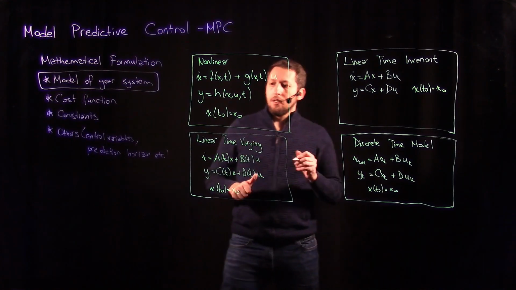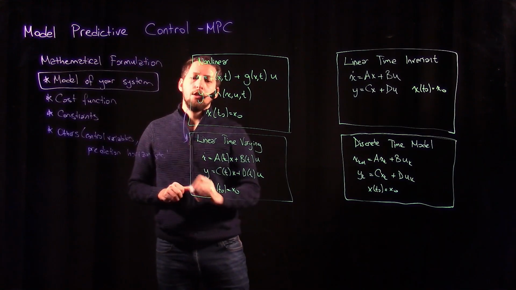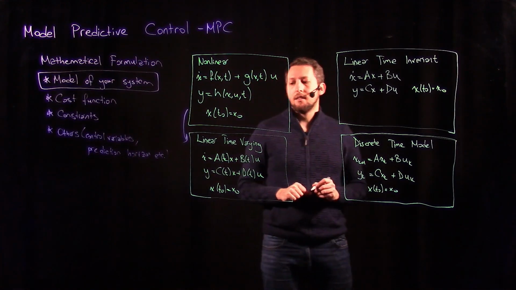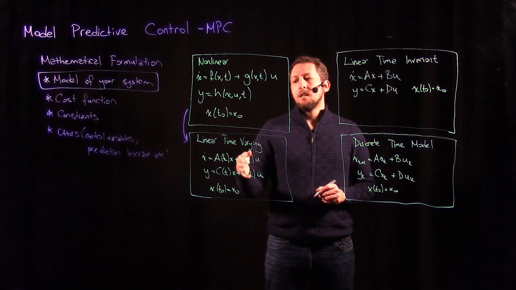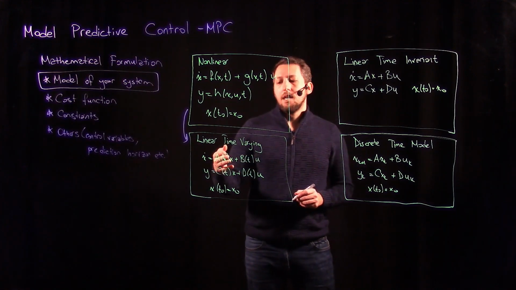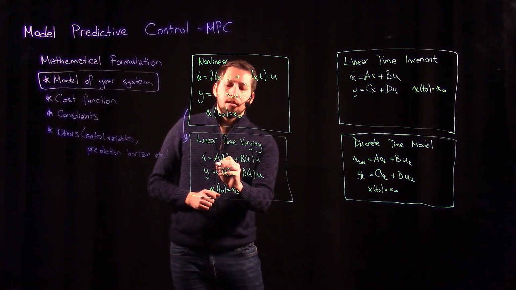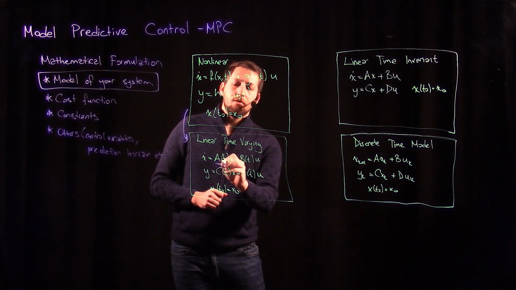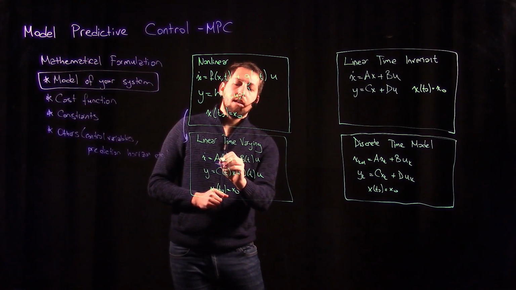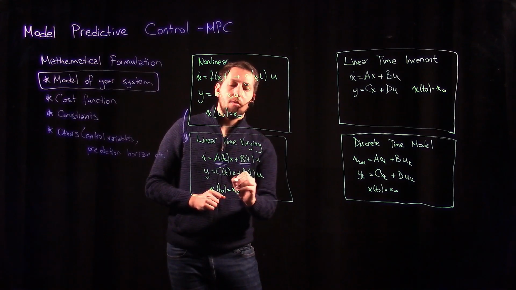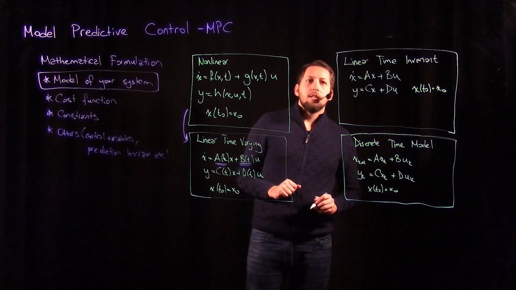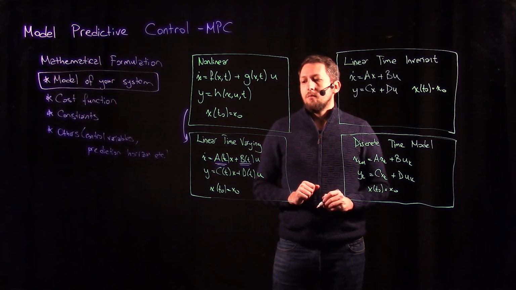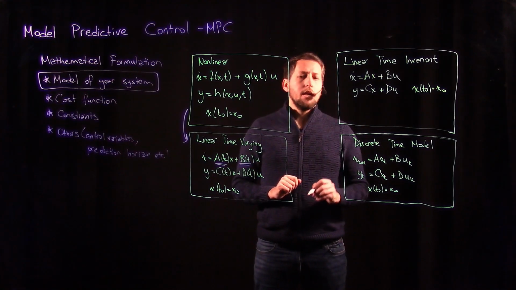The other one that I would like to mention is the linear time varying system. In this case, we have linear system dynamics, but the dynamics of the system are changing over time. We can understand this from the structure of the system matrices. For example, here A is dependent on the time variable, and also B, C, and D. So this is a representation of a linear time varying system in the state space domain.